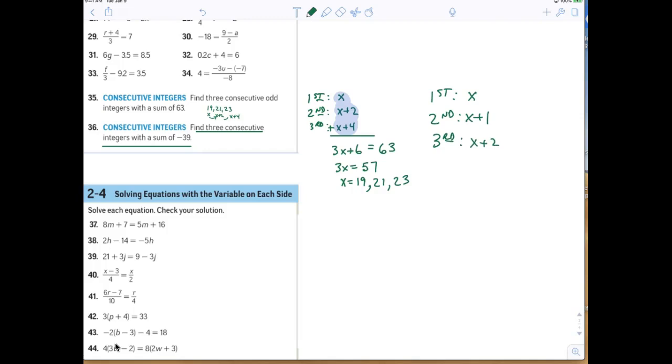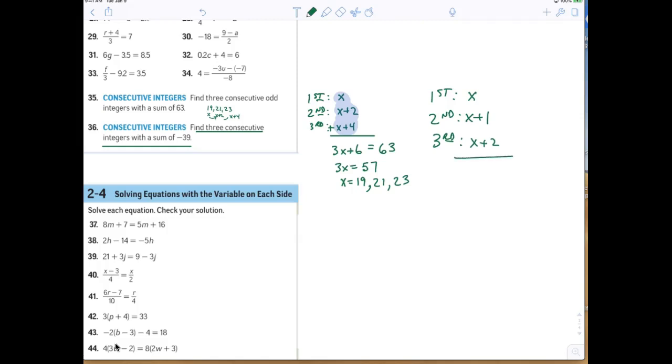All right, what does consecutive integers mean? Give me an example of 3 consecutive integers. 1, 2, 3. Very good. 7, 8, 9. 4, 5, 6. So how do you get from 4 to 5? Add 1. Exactly. How do you get from 5 to 6? Add another 1. That's how I'm getting x plus 1 and x plus 2.